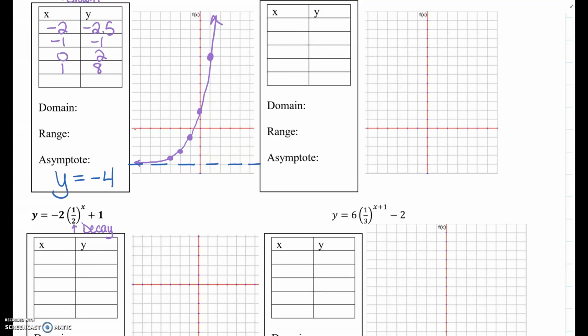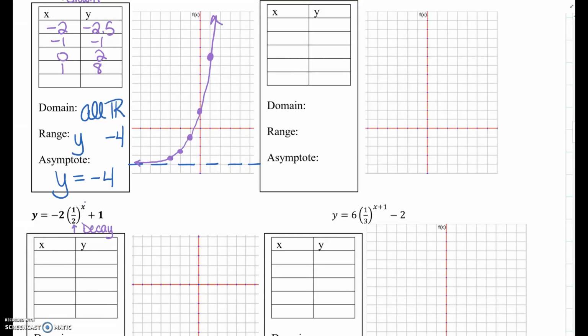Okay, now the domain and range. The domain is super easy. What's the domain? All real numbers. And actually, if you've taken the time to think through the asymptote, the range is also really, really easy. The range is going to be y, some symbol, and then -4. The range and the asymptote need to match.